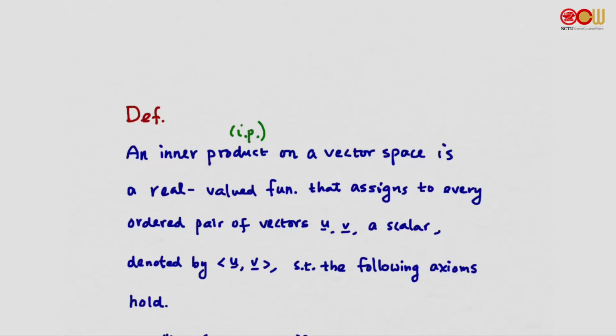IP, on a vector space is a real-valued function. So it's a function that assigns to every ordered pair of vectors u, v a scalar. And we use the notation ⟨u, v⟩, with the bracket on the outside, such that the following axioms hold.